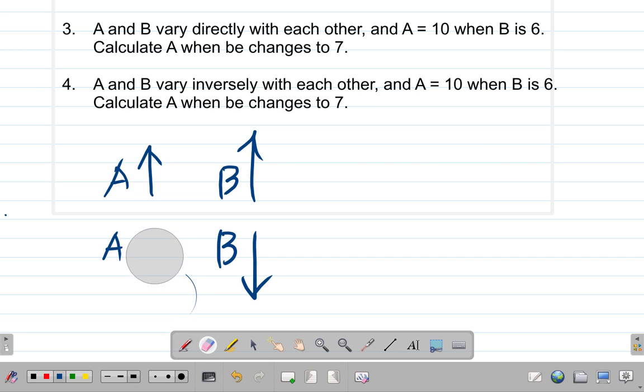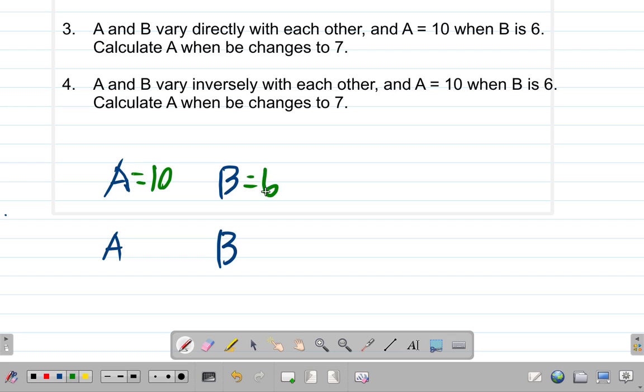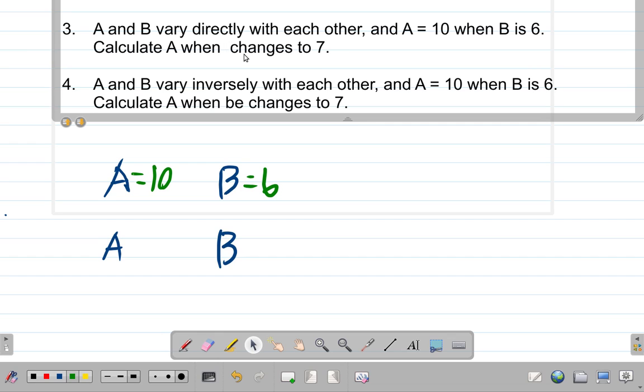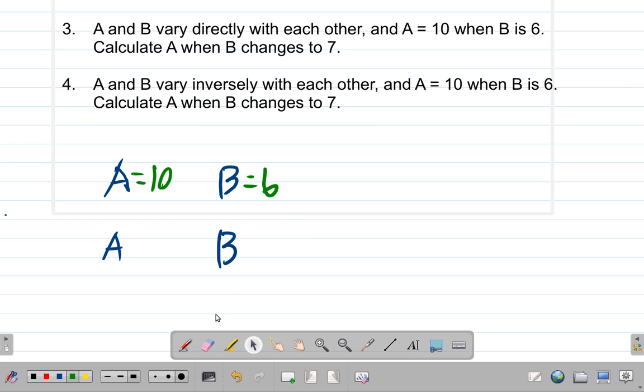Now, at one point, they say when A equals 10 and B equals 6. Alright. A is 10 and B is 6. Okay, good. Nice. Then you must calculate A when B, uppercase B, changes to 7. Alright, so let's see. B is 7. What is A?